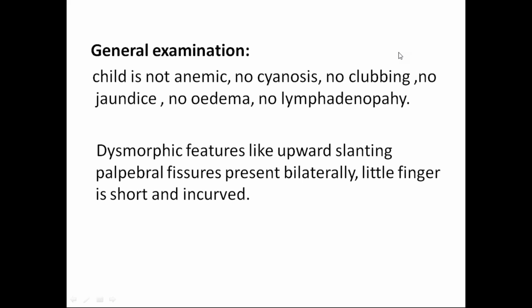Okay. So dysmorphic features like Mongoloid slant, clinodactyly and other features like simian crease are there. We have to suspect Down syndrome, a genetic syndrome. So there is a clue given to you. Okay. Next.